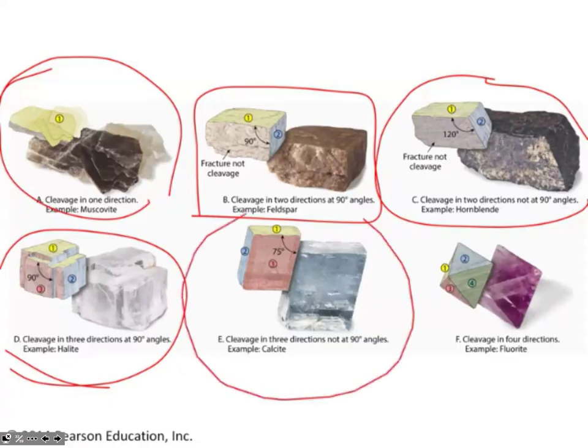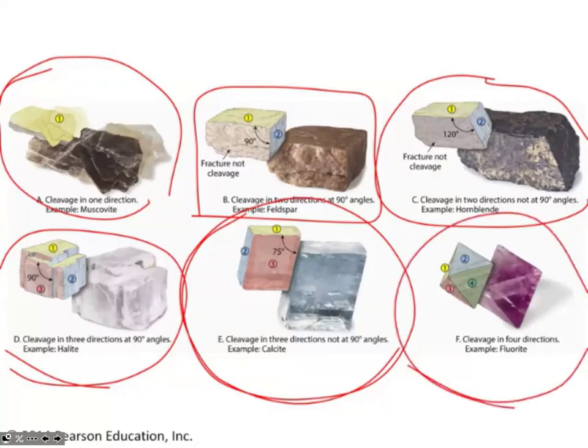In the lower center, we've got calcite, that example we just looked at, 3 planes of cleavage that are not at 90 degree angles. The actual angle is 75 degrees, but the key thing to recognize here is that it's either 90 degrees or it's not. That's going to be most useful for you when you're identifying minerals in the lab. Lastly, here's a more complex example, a mineral that has 4 planes of cleavage, and that's fluorite.